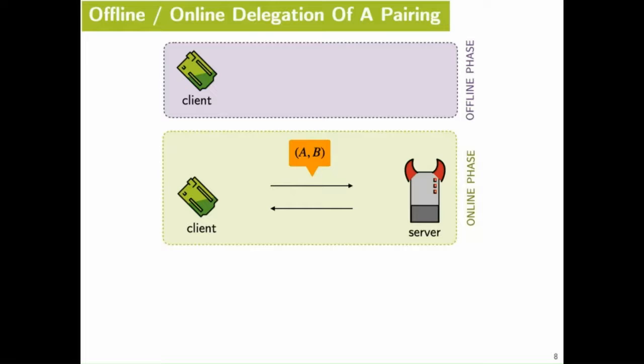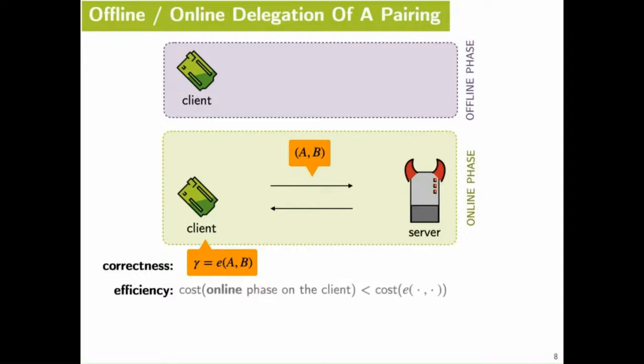Again, we will have three main properties. In this case, correctness states that whatever the client outputs at the end of the interaction with the server should be indeed the pairing of A and B. Efficiency considers the cost on the client only during the online phase, and this should be less than computing the pairing.